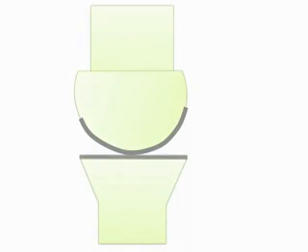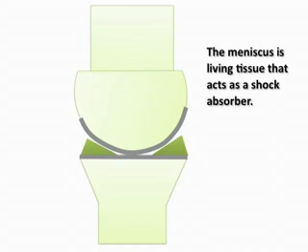Going to again put all that together, draw in the meniscus as these small little triangles. And the meniscus is actually living tissue that acts as a shock absorber. A lot of people really don't understand that it is living tissue. And as living tissue, we have to preserve it as much as we possibly can.